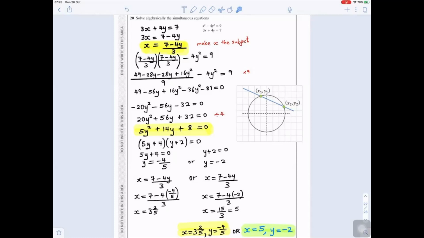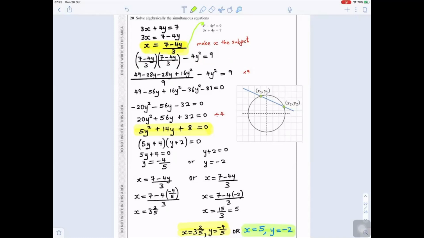So now that we know what x is, we take that value of x and replace x in the equation which has x squared minus 4y squared equals 9. So instead of x, we replace (7 minus 4y) over 3, squared, so we write it twice, minus 4y squared equals 9. Now this equation hasn't got x in it. We can proceed to solve it.